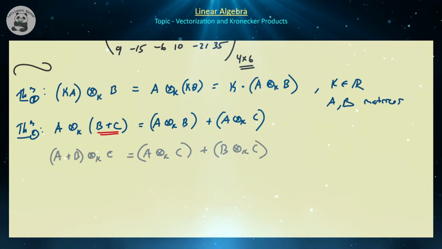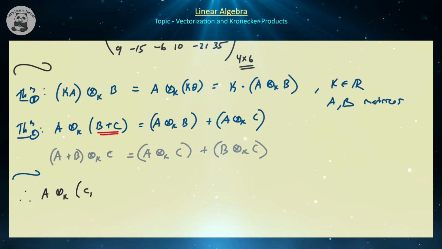So it's left and right distributive, which is actually pretty nice. So if we combine these two theorems together, we can actually get another fascinating conclusion. So if we do A Kronecker product with C1B1 plus C2B2, what are we going to get?